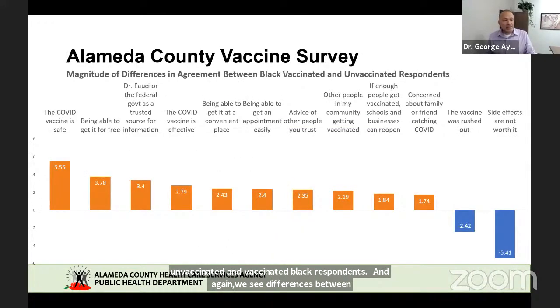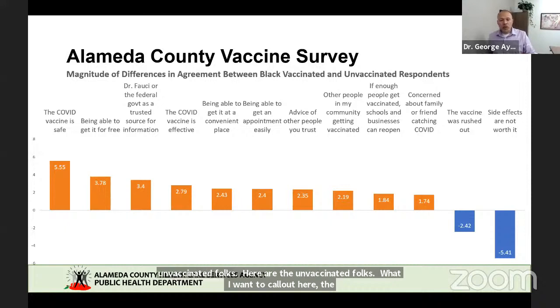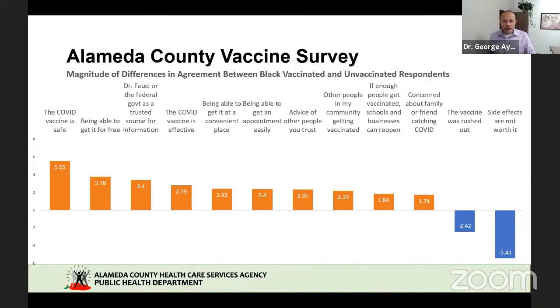And again, you can see the magnitude of difference between vaccinated folks and unvaccinated folks. Here are the unvaccinated folks. And what I want to call out here, the proportion of vaccinated Black respondents who agreed that the COVID-19 vaccine is safe was nearly 5.6 times higher than the unvaccinated Black respondents. And down here, similarly, the proportion of unvaccinated respondents who agreed that the side effects are not worth it was 5.4 times higher than for vaccinated Black respondents.